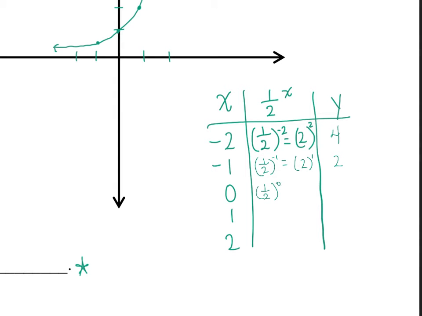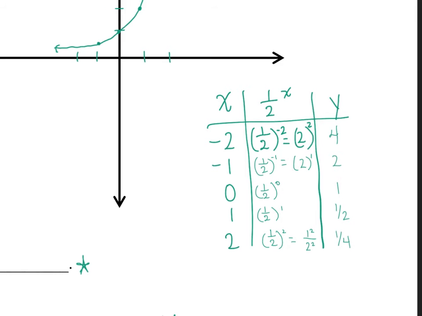1/2 to the 0. This one should always be pretty easy because anything to the 0 power is 1. 1/2 to the 1. Anything to the first power is itself, so that's a 1/2. And then we have 1/2 squared. It might have been a while since you've squared a fraction. What you have to do is square the top and square the bottom. So I really have that 1/4.